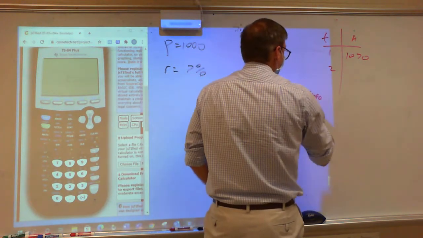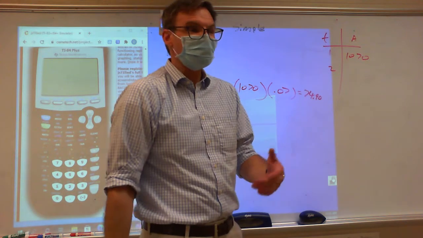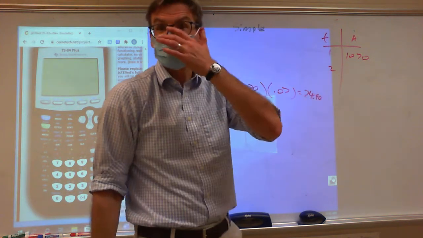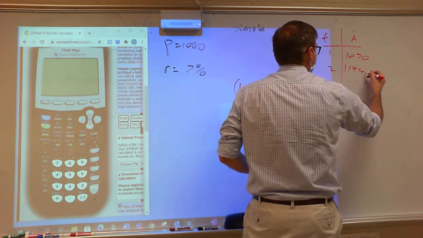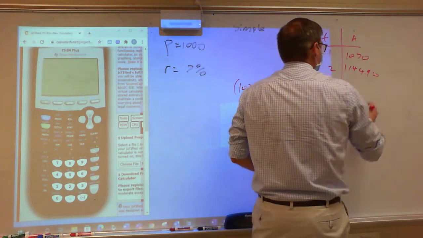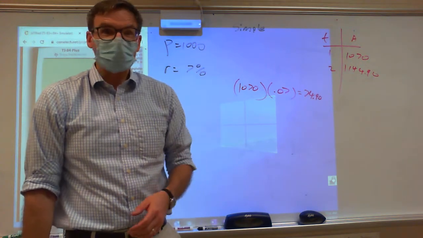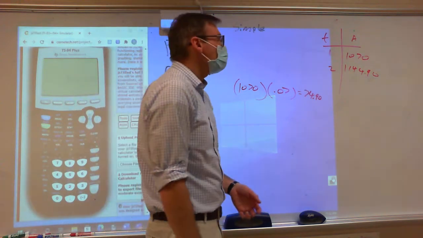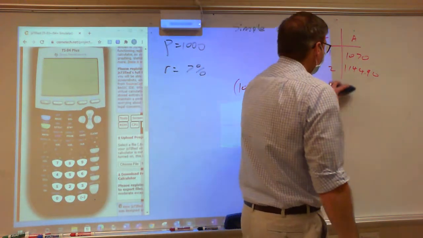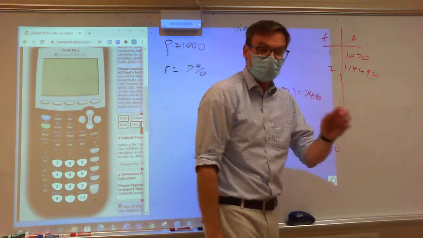So then that means how much money do we have in our bank at the end of the second year? $1,144.90. Are we okay with that? Does everybody see what we're doing? Well, that's nice, all right? But my question is, I want to know how much money we have after 10 years.